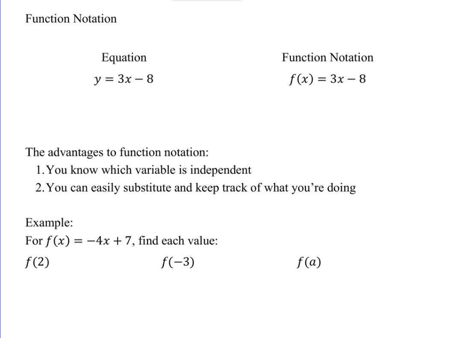Just a review of function notation, hopefully, for you. If I have an equation, Y equals 3x minus 8, how many variables are there here? 2. Which one is the independent variable? The independent variable is x in this case, right? Typically for equations like this. And then the dependent would be y, typically.